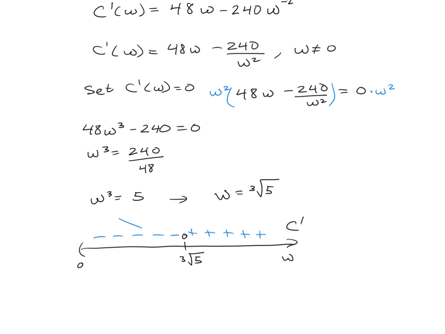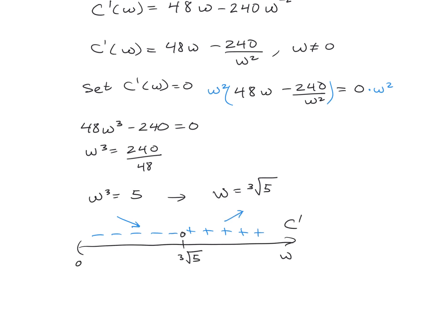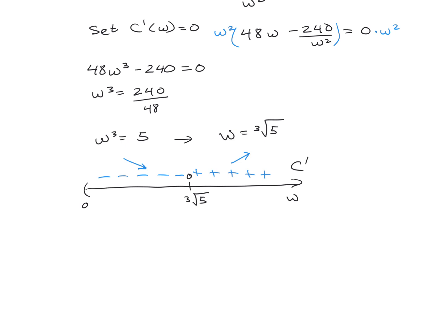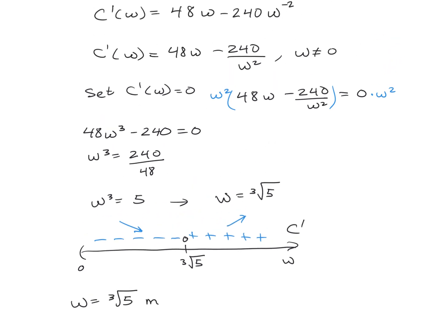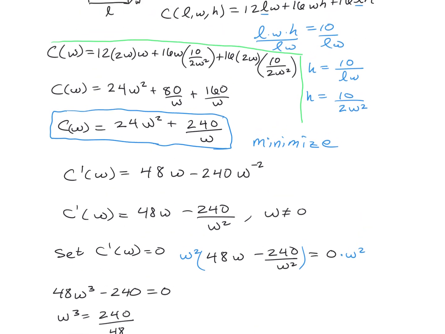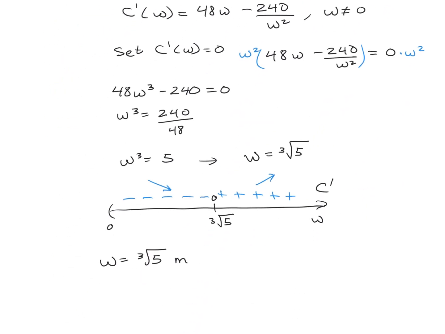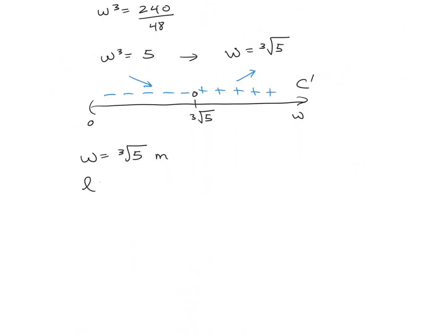So we've got cost decreasing to the left of the cube root of 5 and cost increasing to the right of the cube root of 5. That makes the cube root of 5 a true minimum. So again, we've got W equals the cube root of 5. And again, those were meters. We know that the length is twice the width. So L is going to be just 2 times the cube root of 5 meters.